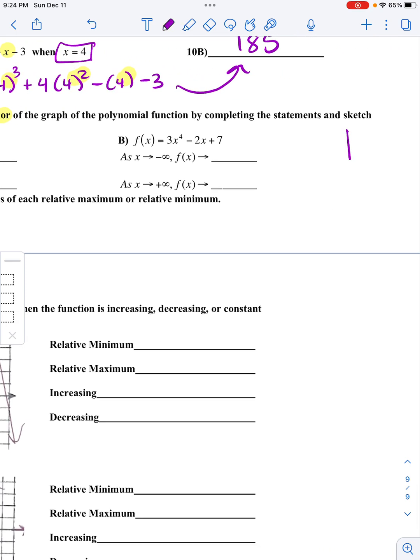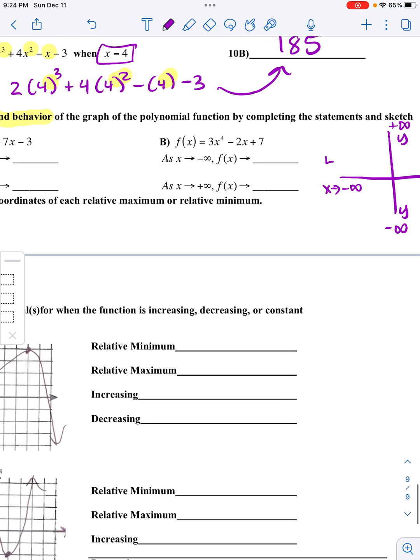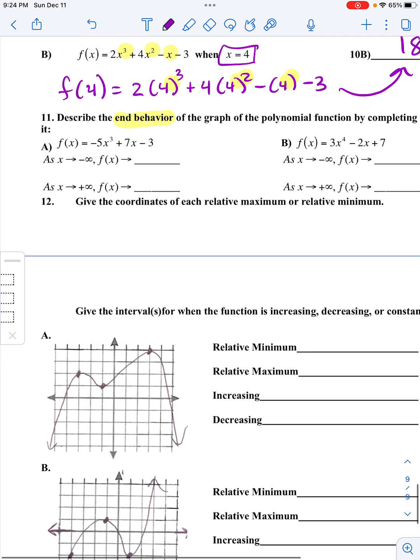I'm not going to sketch. You aren't going to have to either. So keep in mind, this is the y-axis, and this is up, positive infinity, and on the y-axis when something's going down, that is negative infinity. This end is the left end where x's go to negative infinity. This is the right end where x's go to positive infinity. So just keep that in mind, that it's just about thinking through up, down, and whatnot.